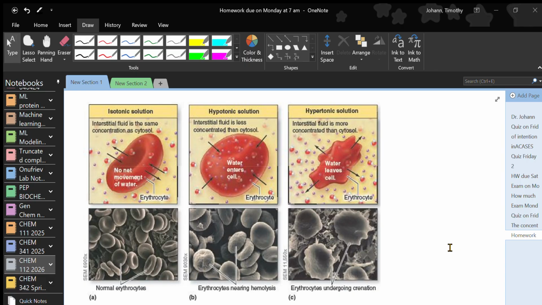We take red blood cells. Red blood cells do not have the ability to pump water, okay? And so if you put red blood cells in an environment where there are more solutes inside the red blood cell than outside, or vice versa, they're in trouble. They have trouble with that.